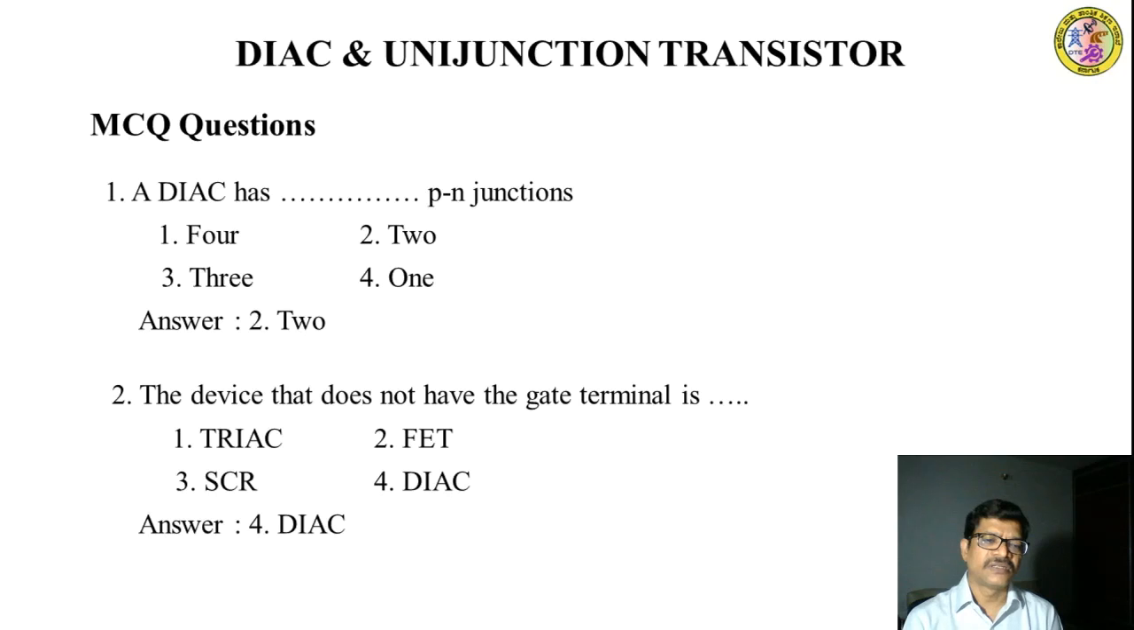Second question. The device that does not have the gate terminal is: 1. Triac, 2. FET, 3. SCR, 4. DIAC. The answer is 4, DIAC.